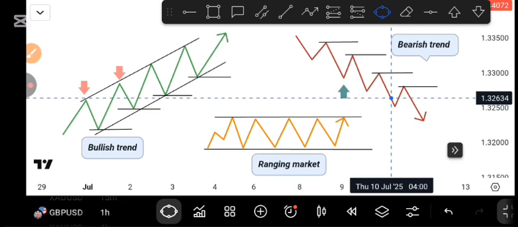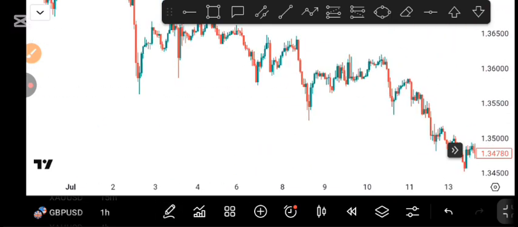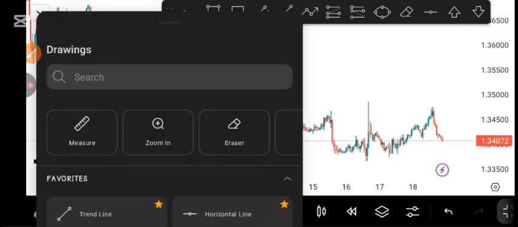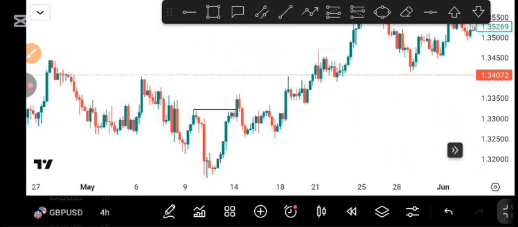Now I'm going to show you what a bullish market looks like, what a bearish market looks like, and also what a ranging market looks like. For example, we are using GBP/USD, as you can see. The first one I'm going to do is a bullish market. So this is an example of a bullish market.